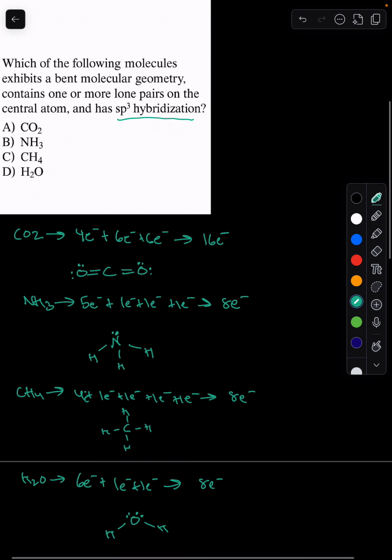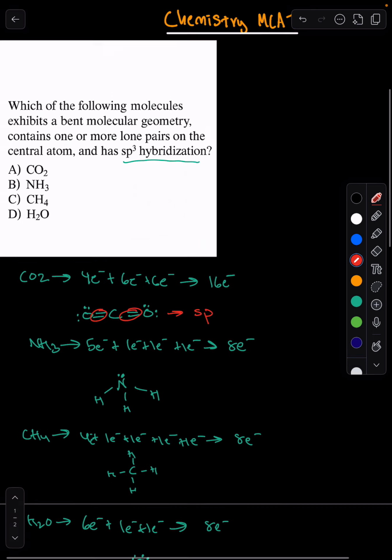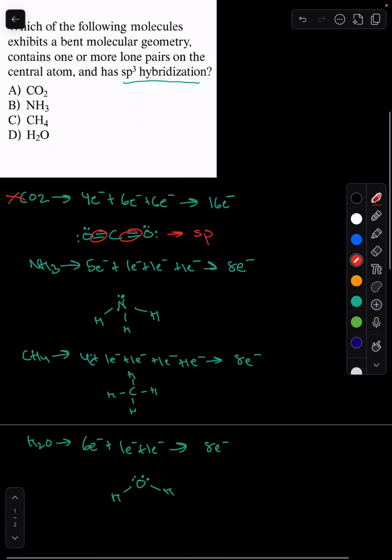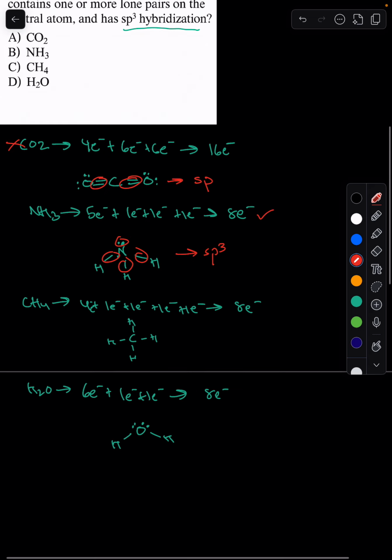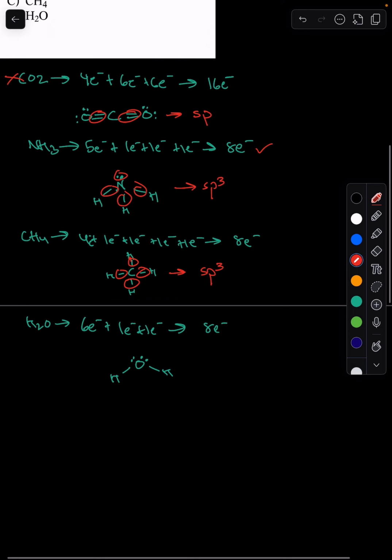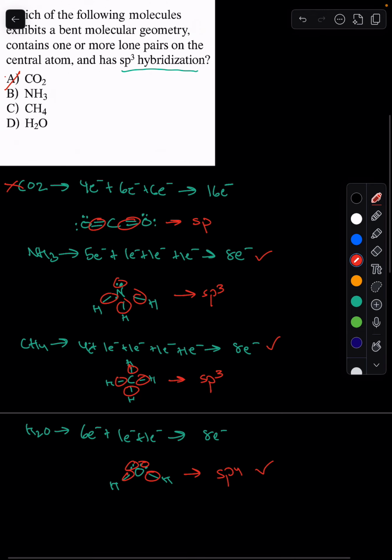Carbon in CO2 has 2 electron domains, therefore it is only sp hybridized, so it is not carbon dioxide. NH3 has 4 electron domains, so it is sp3. CH4 has 4 electron domains, therefore it is also sp3. Water has 4 as well, therefore it's sp3. So we know it's not carbon dioxide, scratch that.